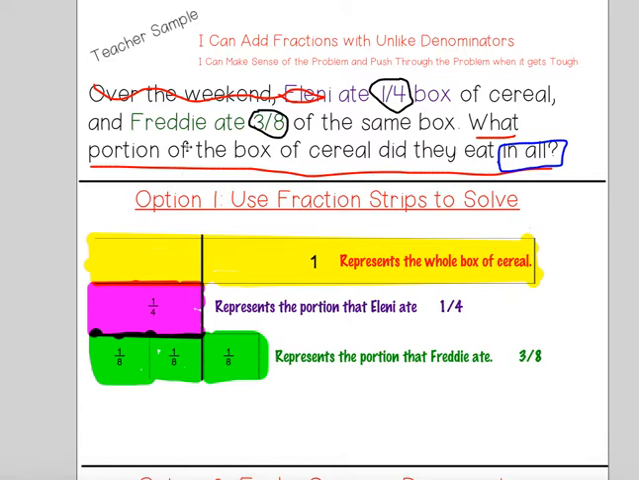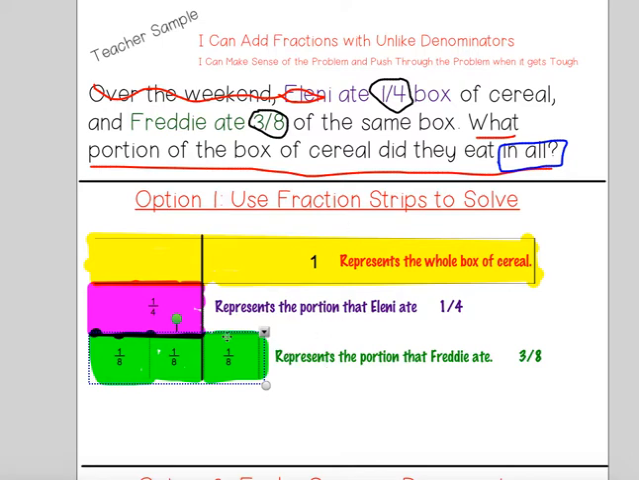So what I did was take my PDF version of these fraction strips and just put them right onto a notebook file, but you can use them on paper if that's easier for you. This fraction strip, this yellow part, represents the whole box of cereal, or one whole. The purple fraction strip represents 1/4, and we know that Eleni ate 1/4 of the box of cereal over the weekend, and this represents her portion. Freddie ate 3/8, and I have 1/8, 2/8, and 3/8 right here. And this green strip represents his portion of the cereal box that he ate.